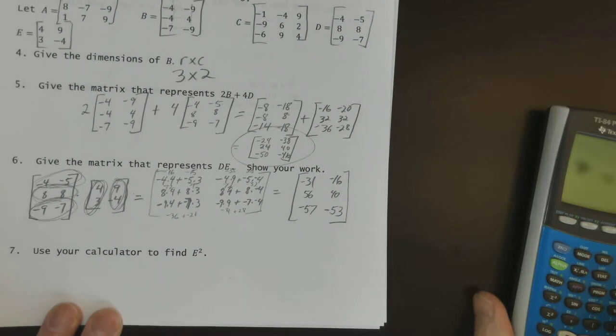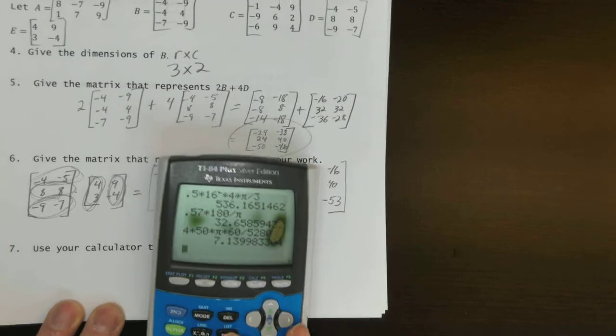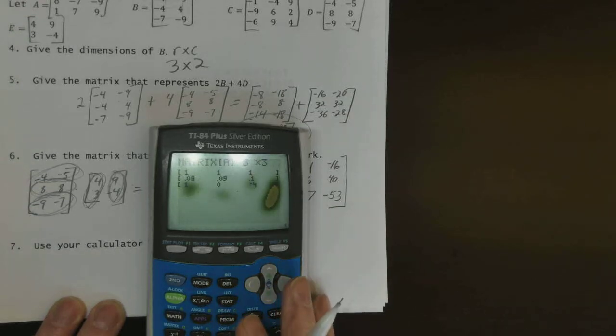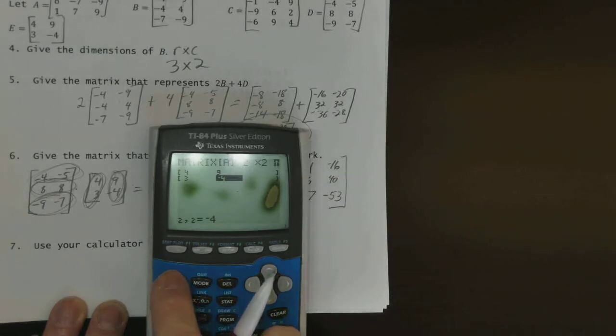Use your calculator to find E squared. All right. So I'm going to go to matrix. I've got some editing to do here. E is what? A 2 by 2. So I'm going to put a 2 by 2. And I'm going to go 4, 9, 3, negative 4. And then I'm going to quit.